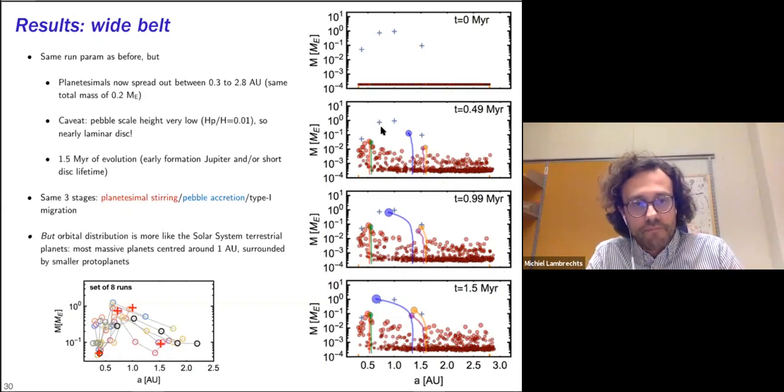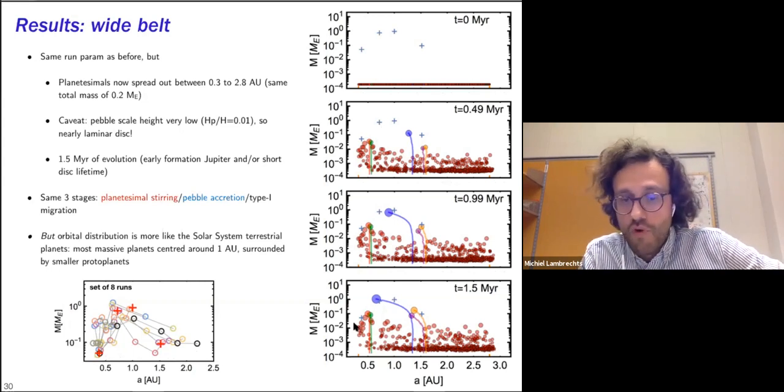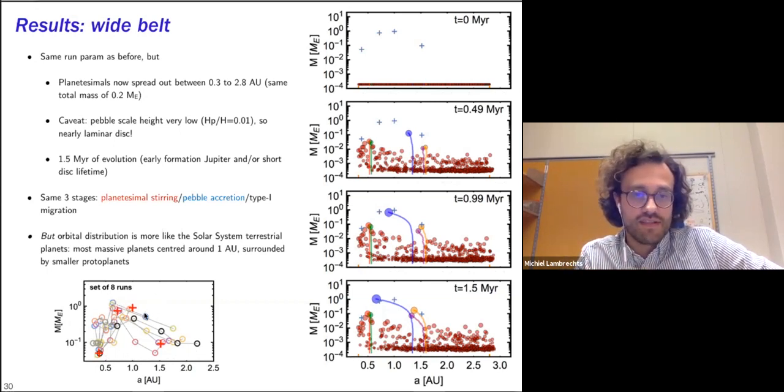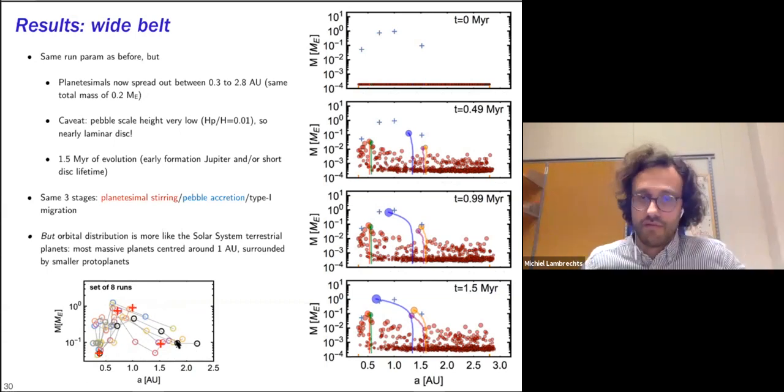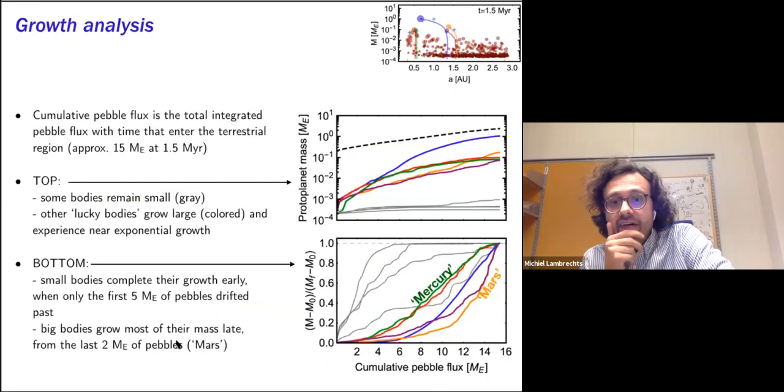But you can see also something interesting here, and that is that the mass distribution is a bit better, in the sense that now we do get these Mercury-type embryos. And if you look at a set of 8 runs showing the 6 largest bodies, you can see that indeed we produce a solar-system-like terrestrial planet configuration, with centrally concentrated large bodies, Earth-sized, and then Mercury- and Mars-sized bodies on the outskirts. So what is actually going on here?